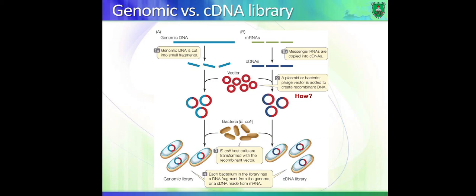Now the other library is known as a cDNA library. C stands for complementary, and a cDNA is made from mRNA, not DNA. So the idea is that we take messenger RNA, and this messenger RNA, in humans, is fully processed. So it does not have introns. It's only exons connected to each other. We convert the messenger RNA to cDNA using reverse transcriptase. Okay, we talked about that before.